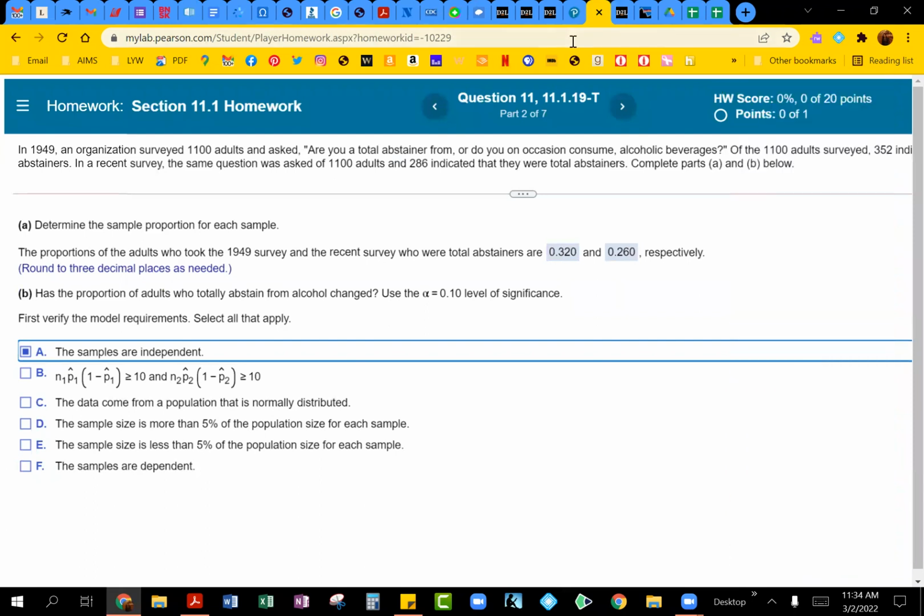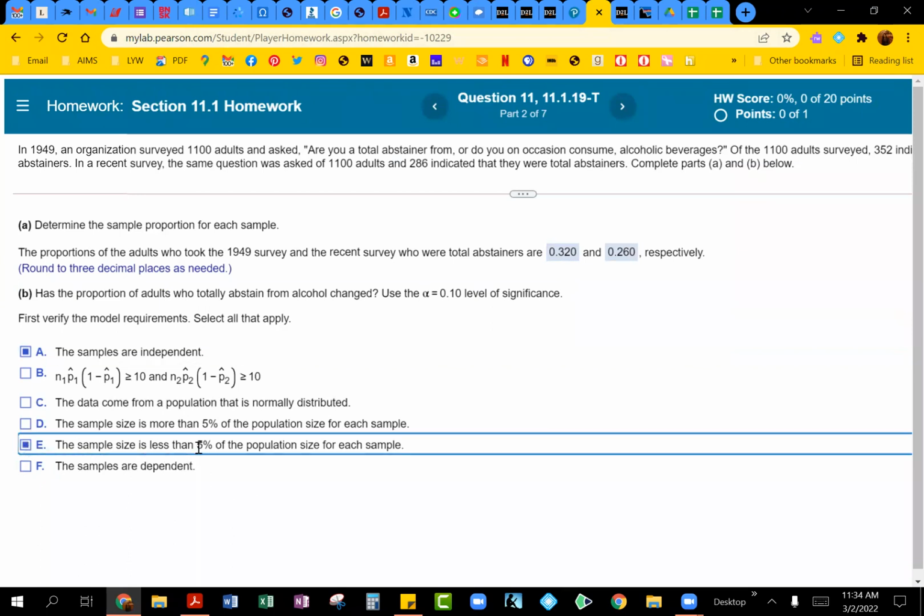So remember, that's one of the requirements. The other one would be we have to make sure that our sample size is less than or equal to 5% of the population size. So you can see that will be the sample size is less than 5% of the population size.